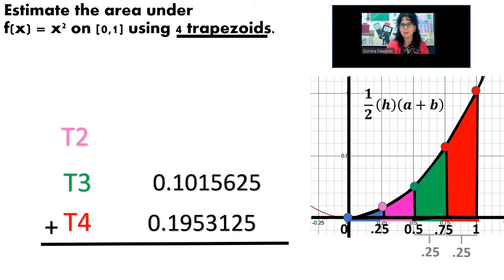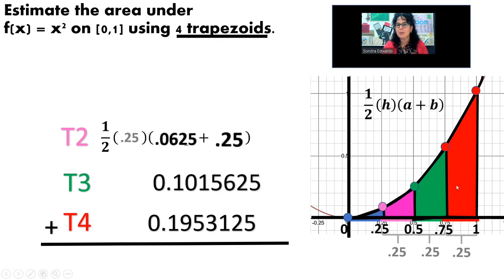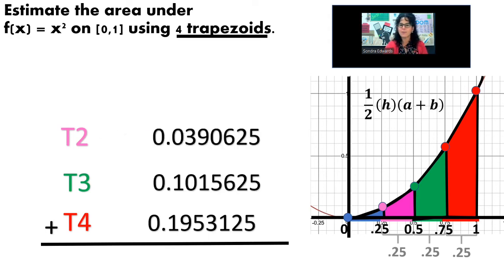Trapezoid 2, that kind of pinkish one there, using the same formula. The distance between the parallel ones is 0.25, so there's my height. And then the length of each one of these parallel ones. If I plug in 0.5 into this function, 0.5 times 0.5 is this 0.25. And then if I plug in 0.25 into my function, 0.25 times 0.25 is 0.0625. Then follow the order of operations, and there is the area of my pink one.